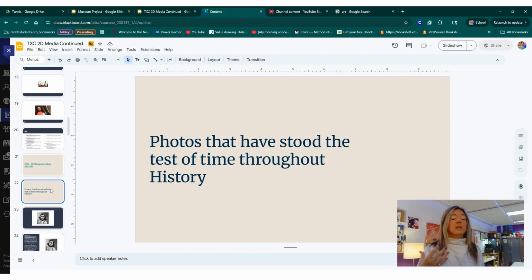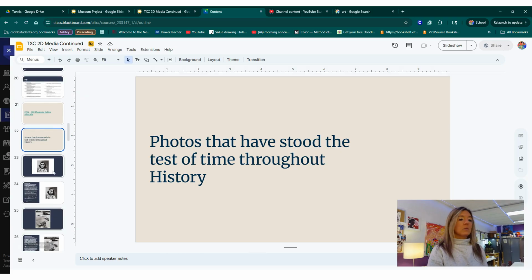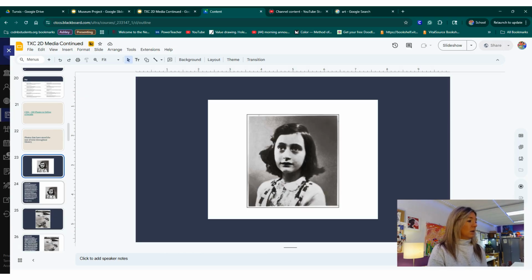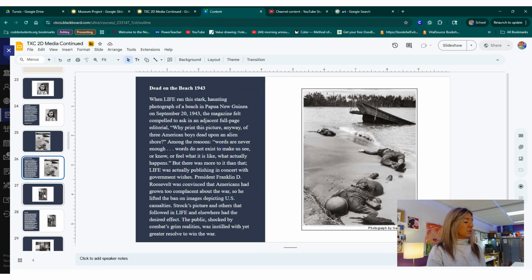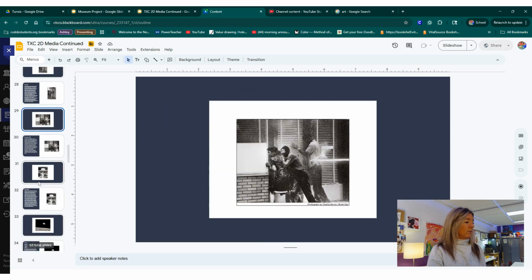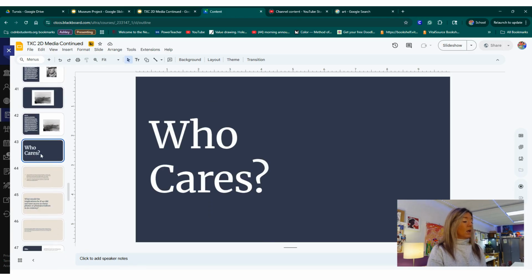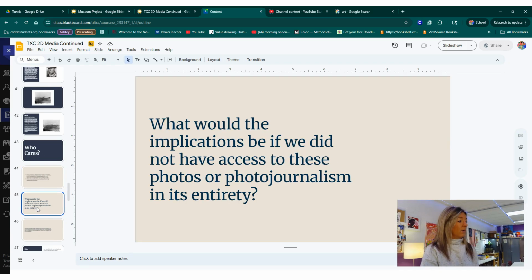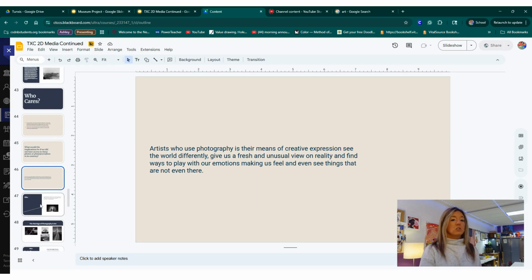Those photos are a little bit more recent in history. I also have some examples of photos and photojournalism that have stood the test of time throughout history, and explanations as to what it is that you are looking at. I asked the question, who cares? And this is why we care. All context and information for you to gather in your exploration of what photography is and film and digital arts.